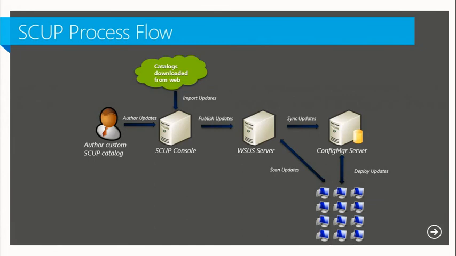So the SCUP process flow is important to understand. As I said, you can either author your own custom SCUP catalog, you can author your own updates, or you can download ready-made catalogs from the web. Once you publish those, you will actually inject the information into WSUS. From a Config Manager perspective, honestly, we do not care if the updates come from SCUP or if they come from Windows Update. We don't see any difference.